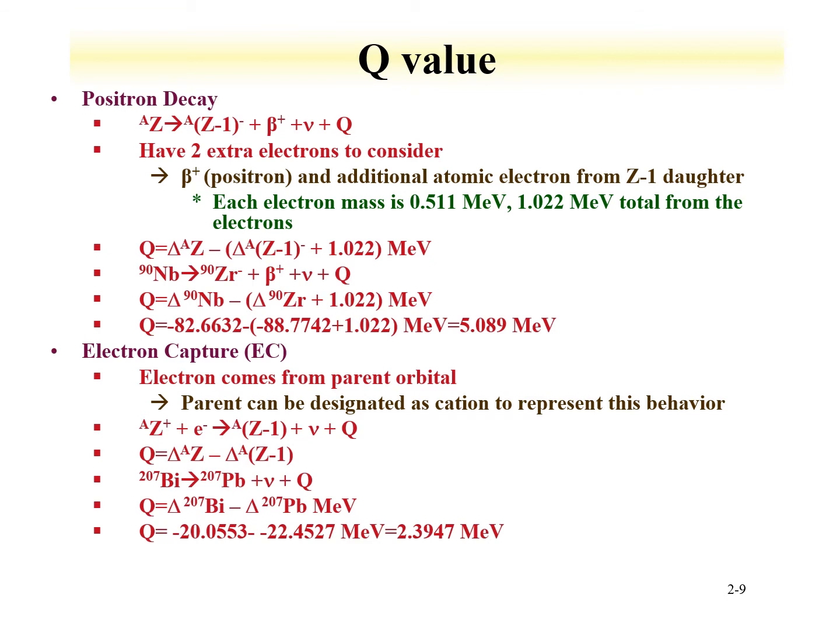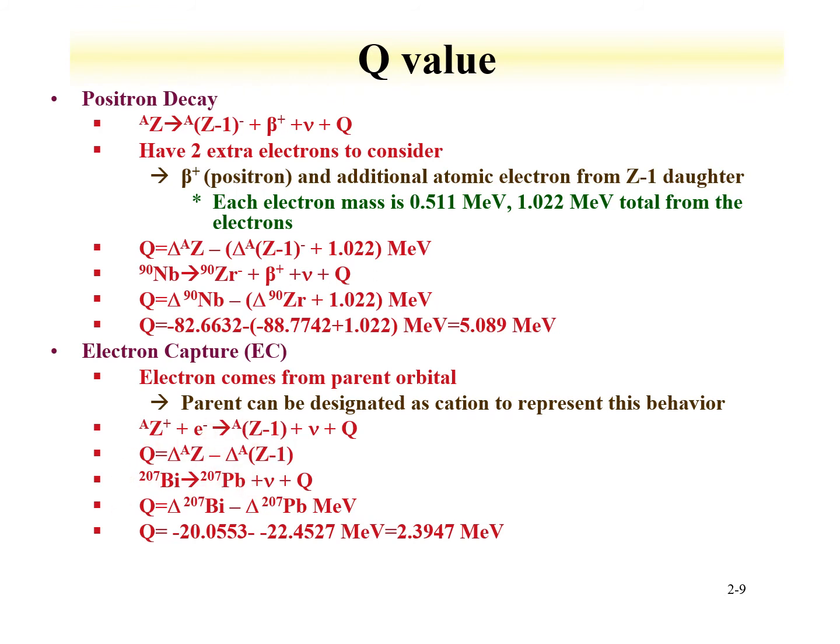We can do the same calculation for electron capture. In this case, the electron comes from the parent orbital. The parent can be designated as a cation to represent this behavior. So we have a parent here that takes an electron, then a proton is converted into a neutron, a neutrino is emitted, and then the Q value is calculated. From this, the Q value is just equal to, well, this gets neutralized, so we don't have to worry about electron mass. So it's just the mass of the parent minus the mass of the daughter.